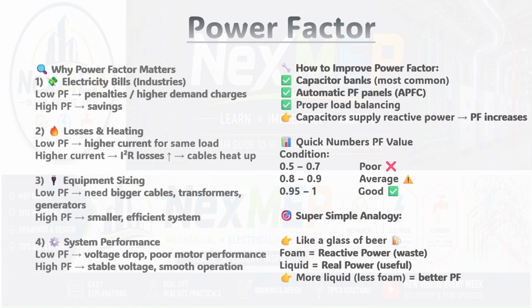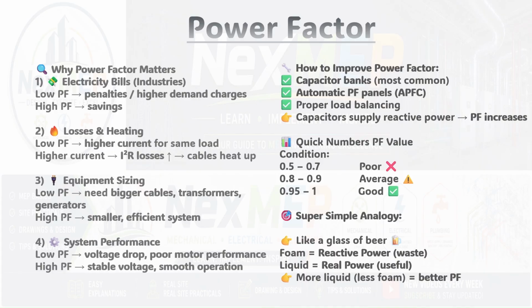Four reasons. Number 1, electricity bills. Industries with a low power factor get penalized by electricity boards and face higher demand charges. A high power factor means savings. Number 2, losses and heating. Low power factor means higher current flows for the same load. Higher current means more I²R losses, which means cables heat up and equipment wears out faster.